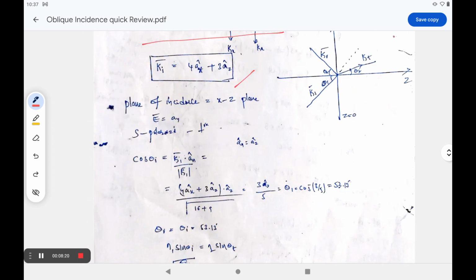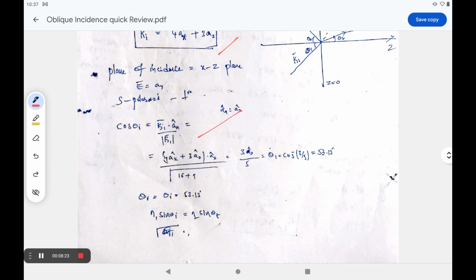So from this information, okay. Next, you know the formula for cos theta, so calculate cos theta.